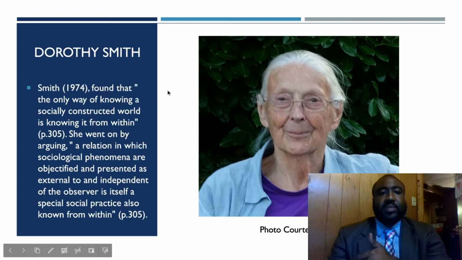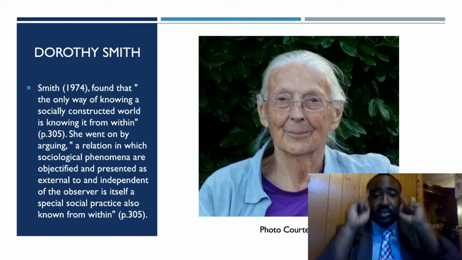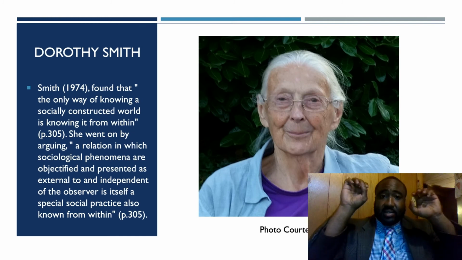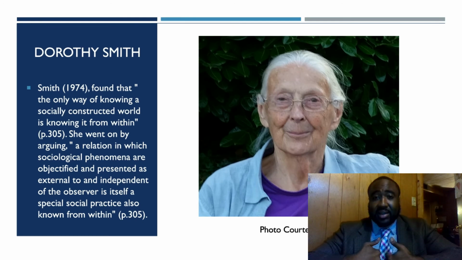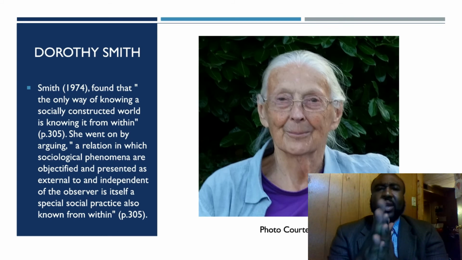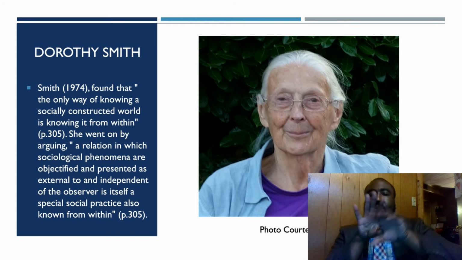Now, Smith found that the only way of knowing a socially constructed world is basically knowing it from within. So, if you know what your particular world is within, and if you see what's going on external from you, whatever's happening that is not a part of you, you are constructing your world inside of how you view the world external to you. So essentially, she says that we are essentially independent from what we are observing.